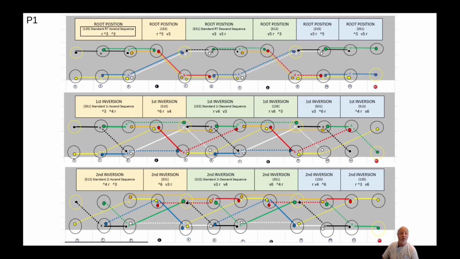And so, at the beginning, we're going to play 1, 3, 5, which is standard RT, meaning root triad ascending sequence. And then underneath that, you can see it says R, and then a little up arrow 3 and an up arrow 3. That means you're playing the root, then you're going up a third, and then you're going up another third.